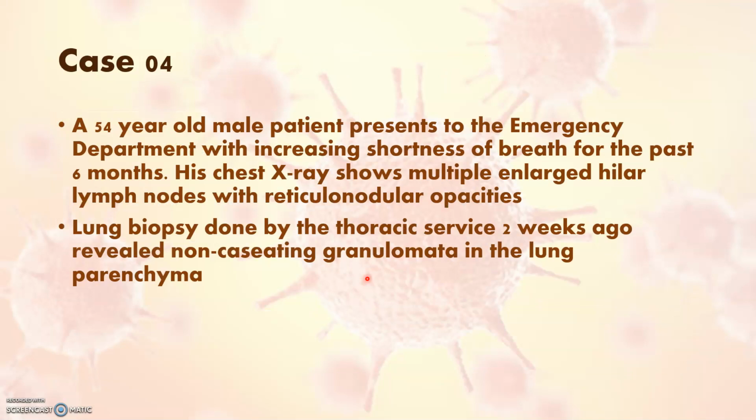We've got a 54-year-old male who presents with increasing shortness of breath for 6 months. X-ray shows multiple enlarged hilar lymph nodes with reticulonodular opacities, and his biopsy 2 weeks prior revealed non-caseating granulomata in the lung parenchyma. Again, stop the video, see if you can figure out what this is, and try to remember as much as you can about the condition, its pathophysiology, clinical features, complications, treatment.